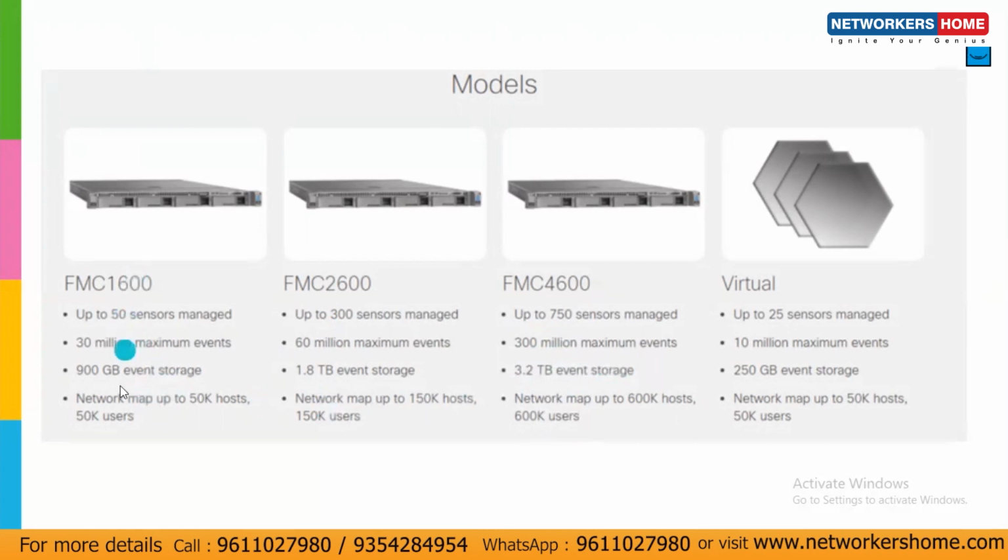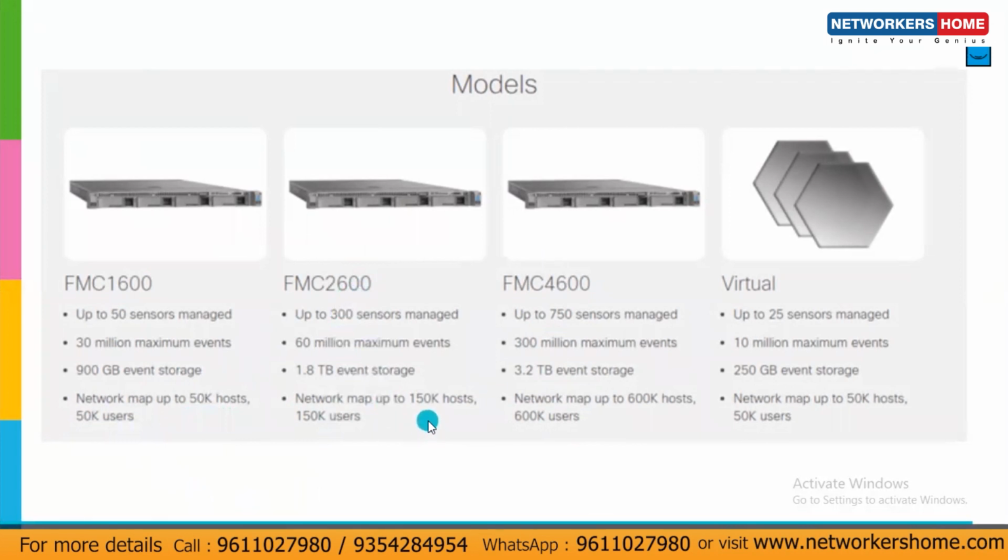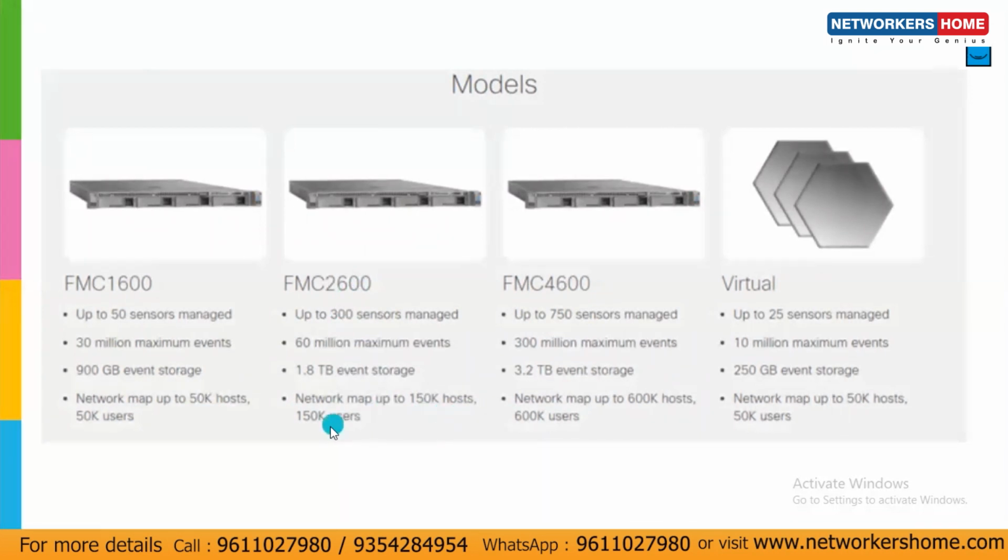The event storage on the 1600 is 900 GB, on the 2600 about 1.8 TB of events can be stored, and on the 4600 we can store 3.2 TB. The network map supports up to 50,000 hosts and 50,000 users. On the 2600, it's about 150K hosts and 150K users, and on the 4600 it is 600K users and 600K hosts. So as per the requirements in your network, you can choose any of these models.